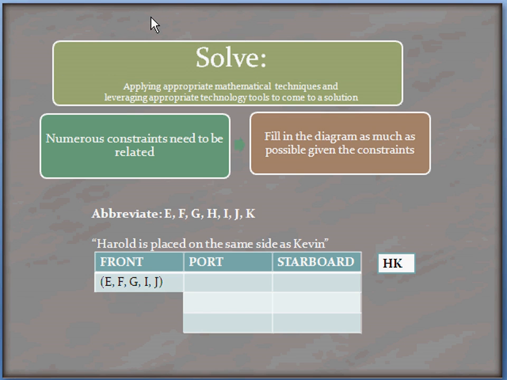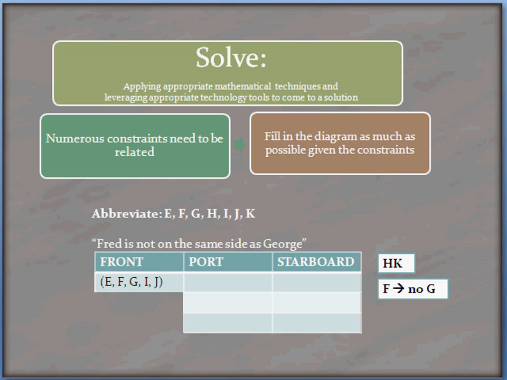Let's look at our first constraint. First, in order to make things simpler, we'll abbreviate the players' names: E, F, G, H, I, J, and K. Our first statement is that Harold is placed on the same side of the boat as Kevin. We don't know exactly how to put this into the diagram yet, so we'll denote it off to the side, H and K together in 1 box. However, we do know that because Harold and Kevin need to be on the same side, they can't be in the front of the boat. So the only possibilities for the front are E, F, G, I, and J, and we'll denote that here.